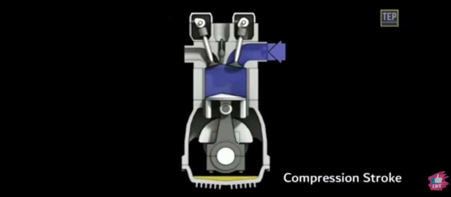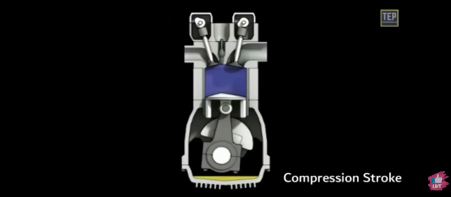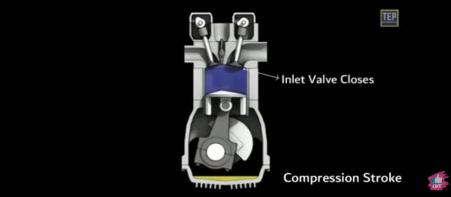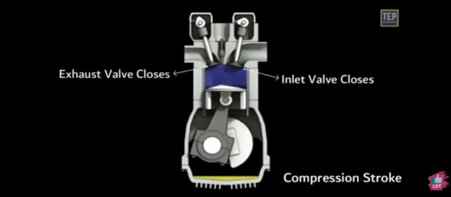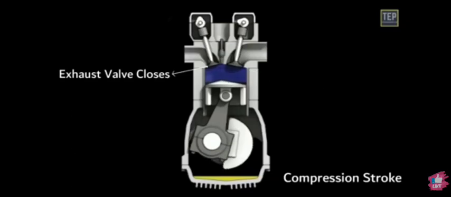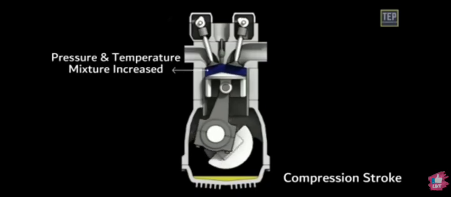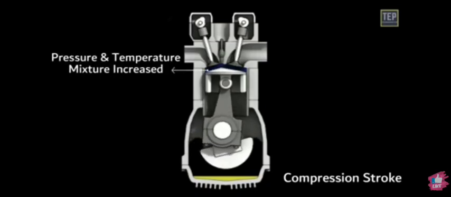Compression stroke. The piston moves up after the intake stroke. The inlet valve closes when the piston moves upward. The exhaust valve also remains closed. The piston compresses the fuel-air mixture by pushing it upward into clearance space at the top of the cylinder. The pressure and temperature of the mixture increase during compression.